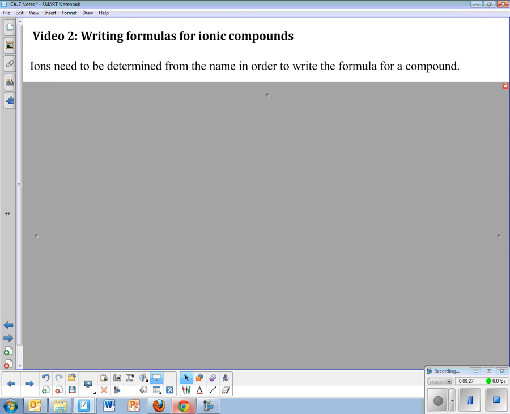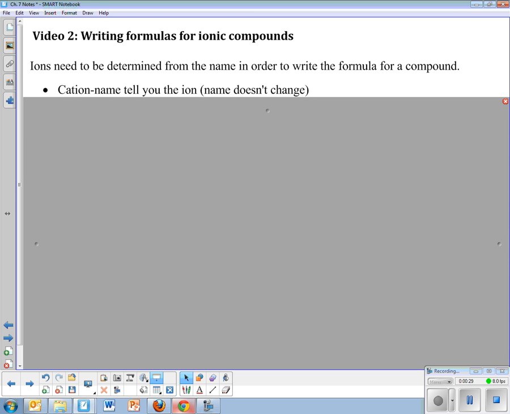So a couple things to help you do that. The cation name tells you the cation. That will be the first name in the name given for your compound. And the cation name does not change, meaning if it's calcium, it'll just say calcium, no ending change, nothing.